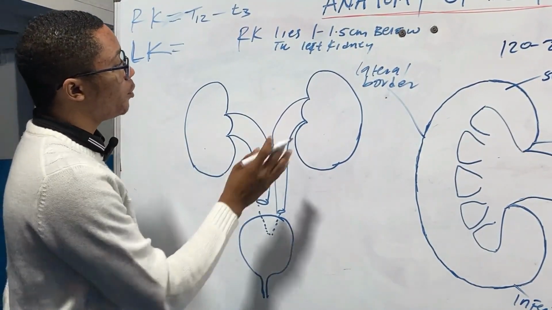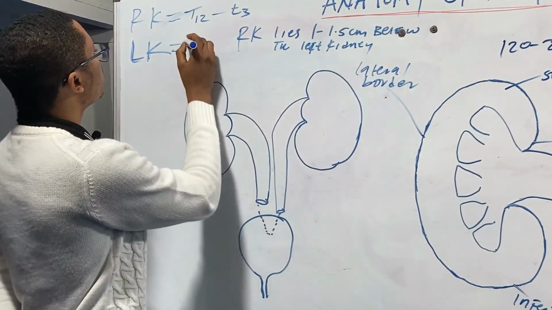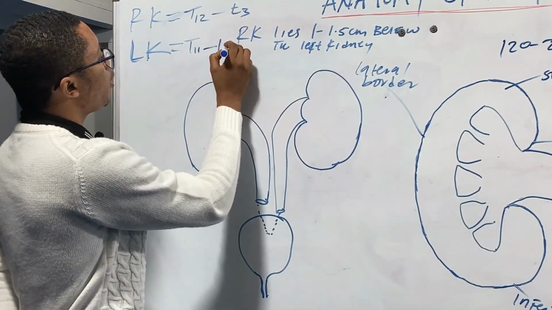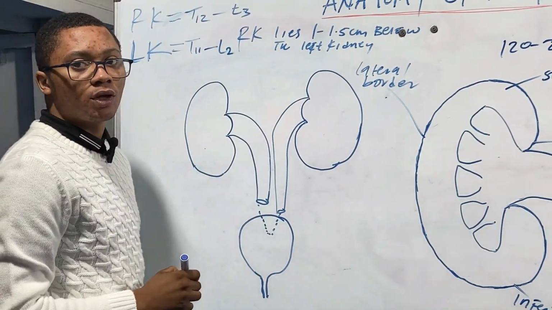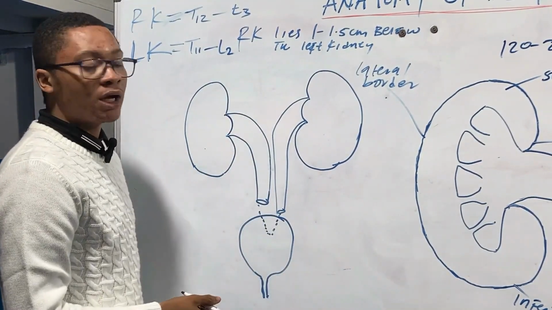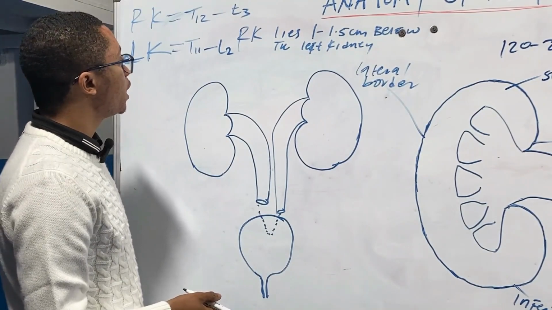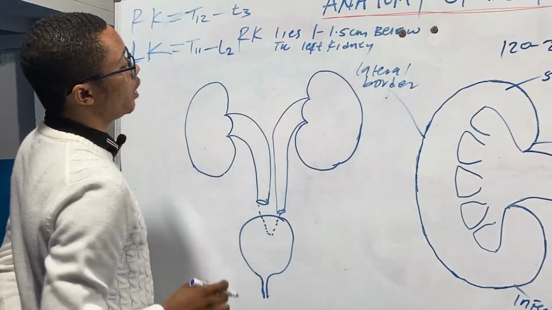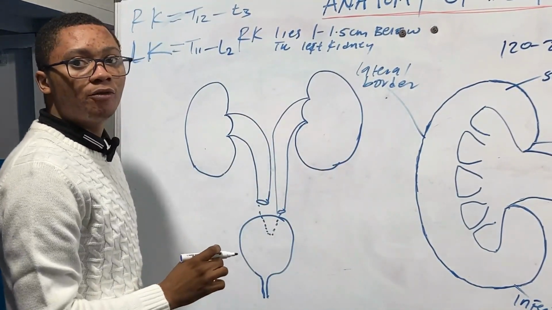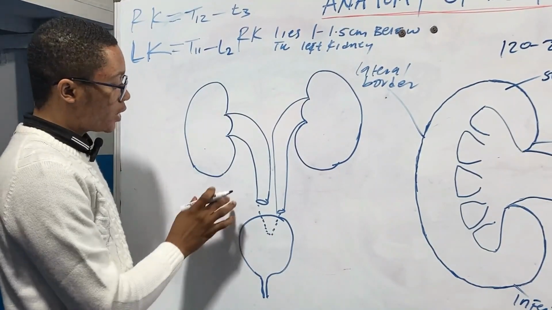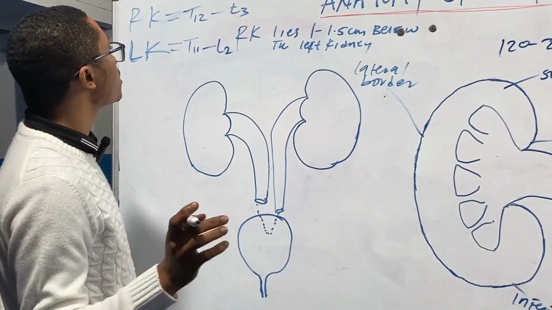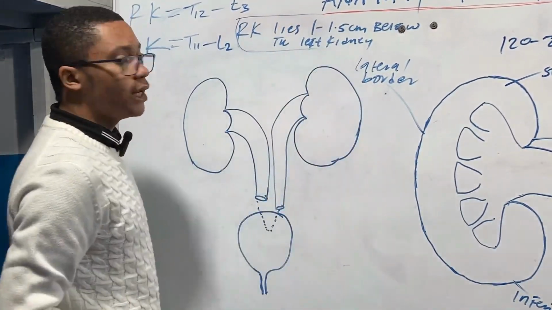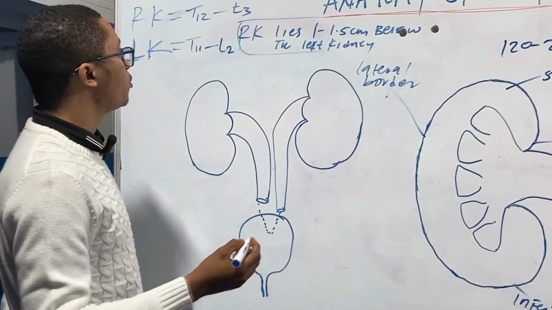Now the left kidney, because it is higher up, lies on thoracic vertebra 11 and ends at lumbar vertebra 2. So this is the difference in their projection on the human skeleton. The left one starts from T11 and ends at L2. This one starts from T12, then ends at L3. So this is how they project on the vertebral column posteriorly.